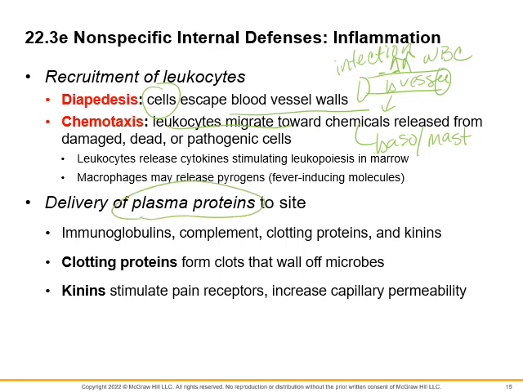The delivery of plasma proteins to the site. Plasma proteins would be antibodies, that big word, immunoglobulins. Plasma proteins can assemble to make that complement, to poke holes. Clotting proteins are there in case we've had some sort of vascular damage. I'll show you an image and it'll make a little bit more sense.